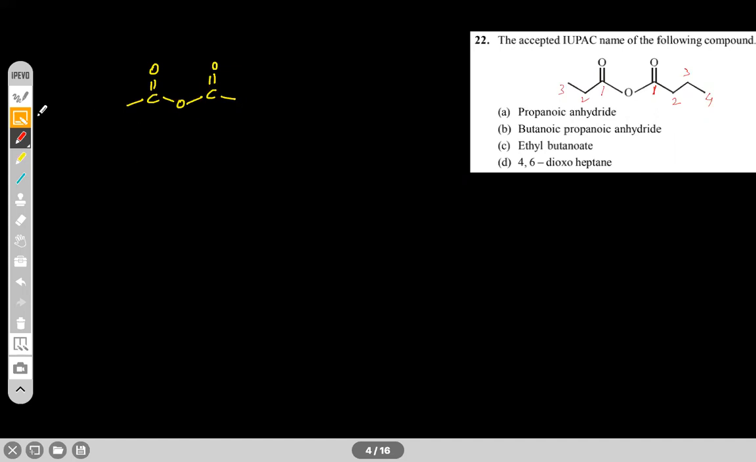So the name of this compound is butanoic because we have 4 carbon atoms and alphabetically B comes first. Then we have propanoic anhydride. Okay, so this is the name of this compound. Okay, so all these things we'll discuss again in class. Okay, it is just a random question we are getting for problem solving, for practice.